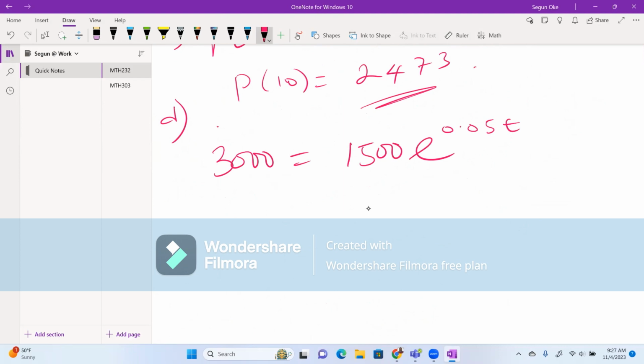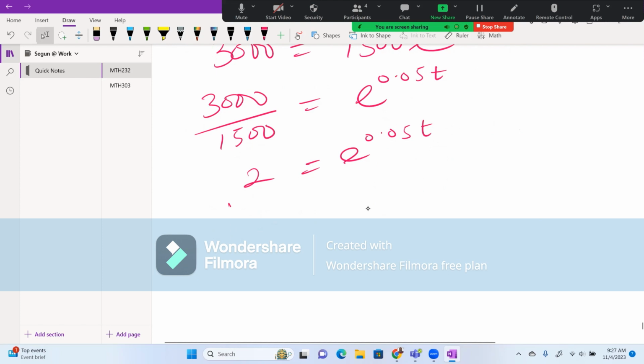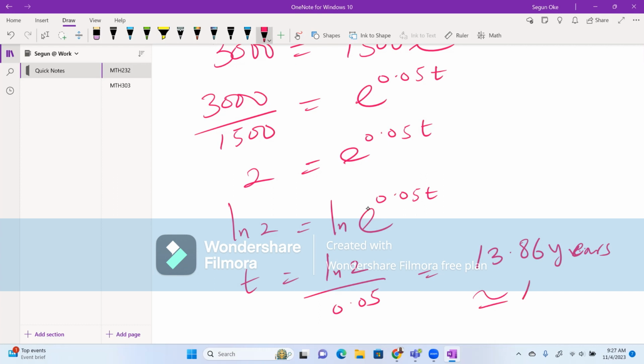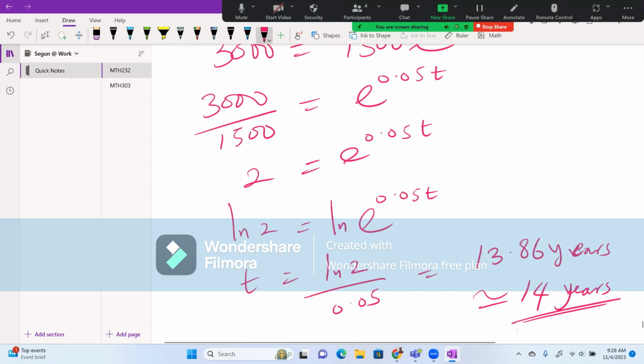So when you divide both sides, what do you have? 3,000 divided by 1,500, you have exponential 0.05 t. So you have 2 equals exponential 0.05 t. When you take the natural log of both sides, what do we have? We have ln 2 equals ln exponential 0.05 t. So our t will be equal to ln 2 divided by 0.05, which is equal to 13.86 years, approximately 14 years. It will take us 14 years to be able to double the population size.